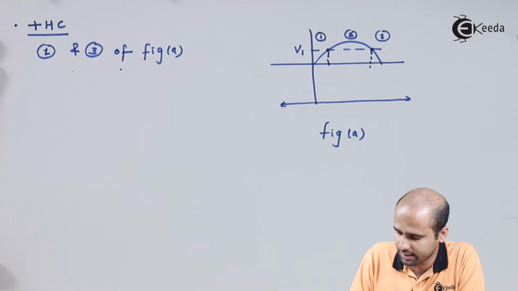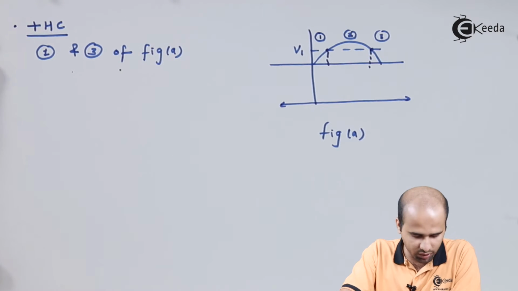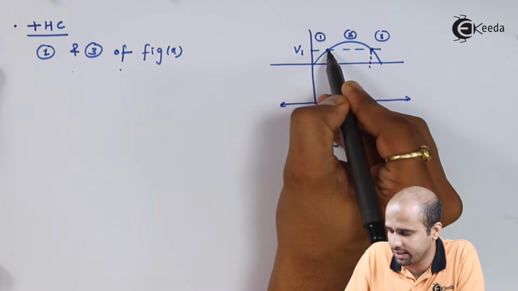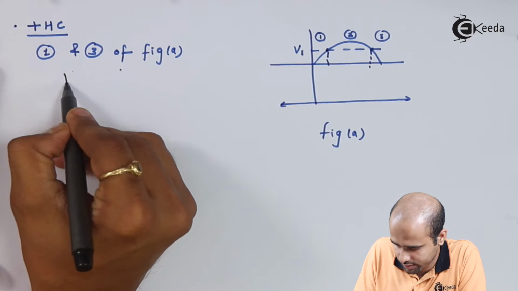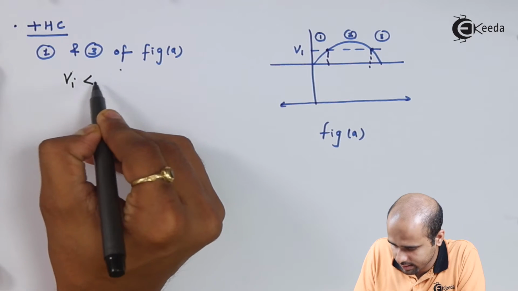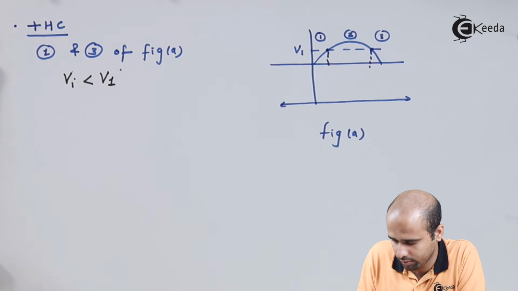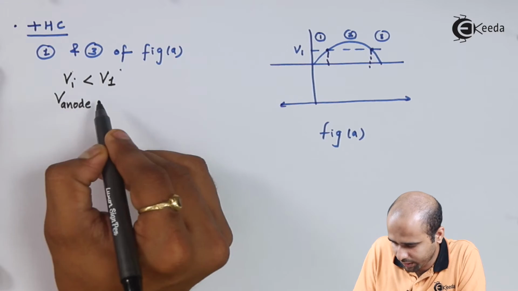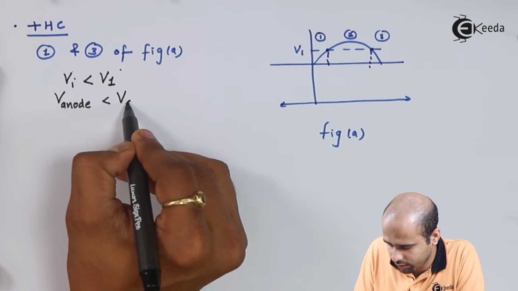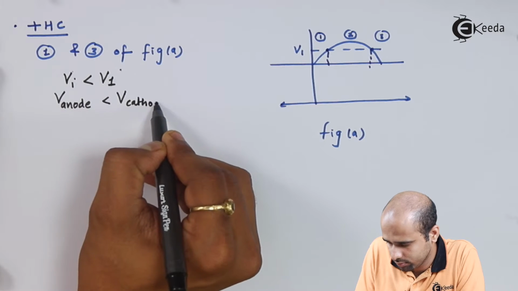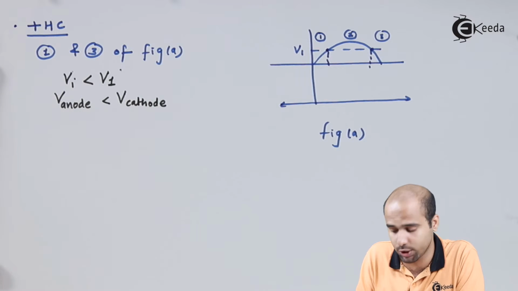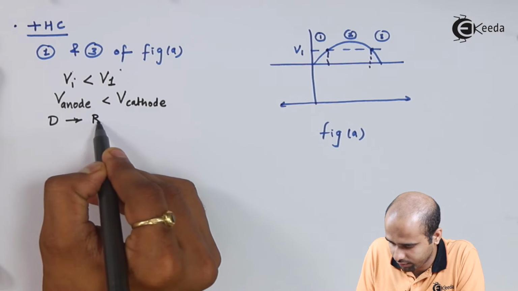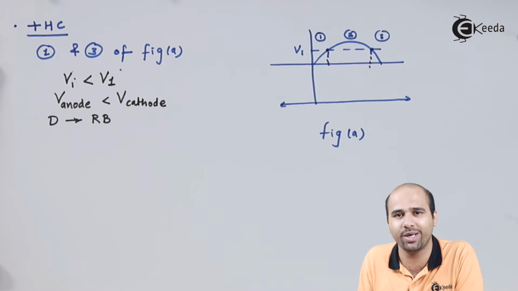So for the first and third parts of figure A, what will happen? Vi is less than V1. So we'll say Vi is less than V1, right? So V anode is less than V cathode. If this is the situation, then diode D will become reverse biased, right?